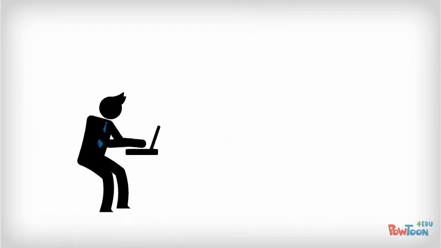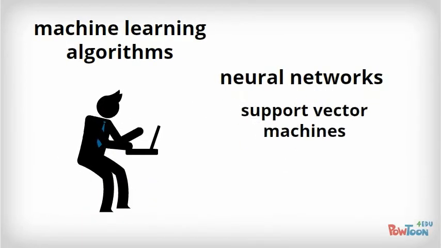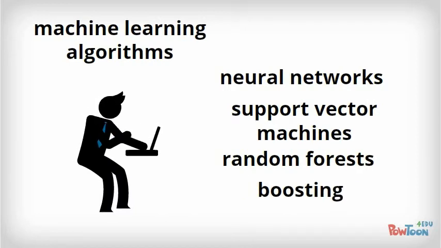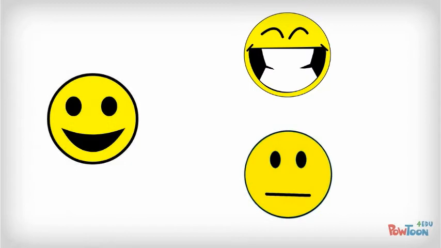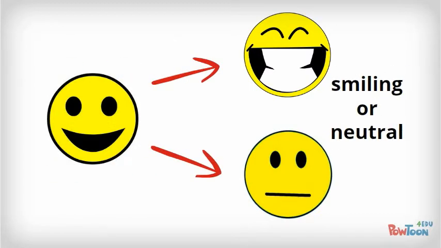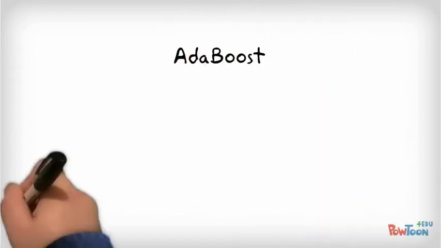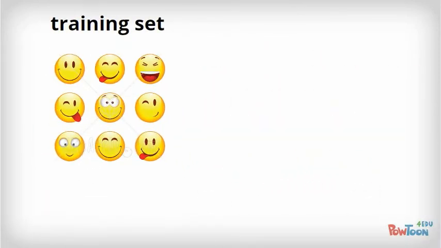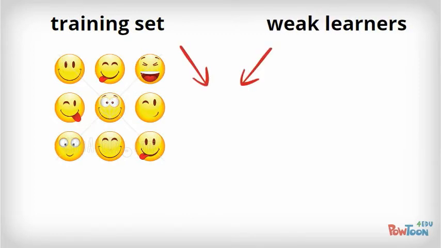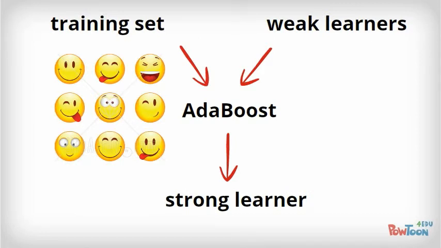The implementation of this intelligence requires machine learning algorithms. For example, in facial expression recognition, the main idea is to classify the expressions into several patterns, like smiling or neutral. MARC uses the AdaBoost algorithm to boost the classifier. Given a training set and several weak learners, the AdaBoost algorithm can provide a strong learner that has a better classification.